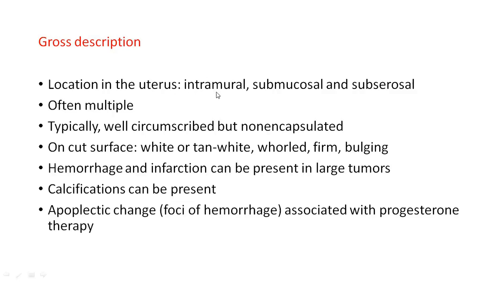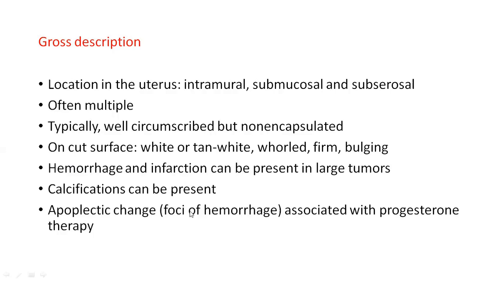In terms of gross description, they are commonly located in the uterus, where they can be intramural, submucosal, and subserosal. They are commonly multiple and well circumscribed, but not encapsulated. On the cut surface, they appear white or tan-white, whorled, firm, bulging, and sometimes they can undergo degeneration if there is not a sufficient blood supply, so they can undergo hemorrhage or infarction, or they can present with calcification as well.